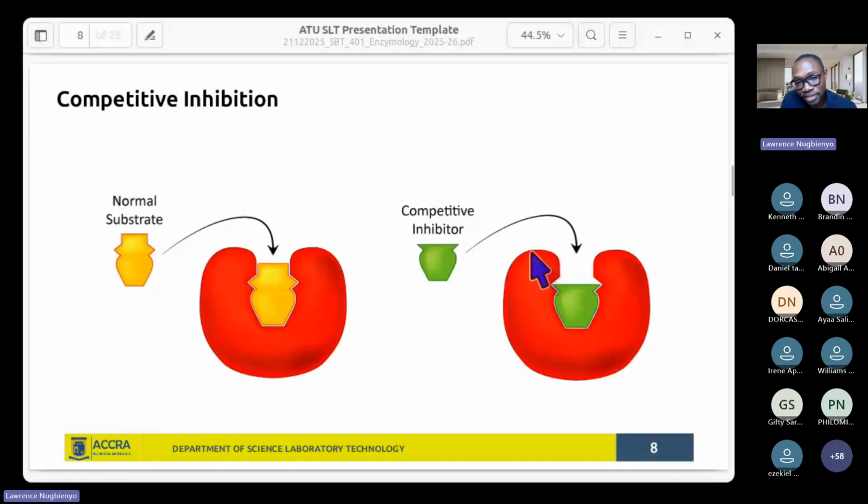Now, if it is a reversible inhibitor, as I was saying, if you are introducing the substrate into the reaction mixture and you continue to increase the concentration of the substrate, it will displace the competitive inhibitor from the active center. So the reaction will proceed. So you increase the concentration of substrate to undo the binding of a reversible competitive inhibitor. That's what I was saying. I hope it's clear now.